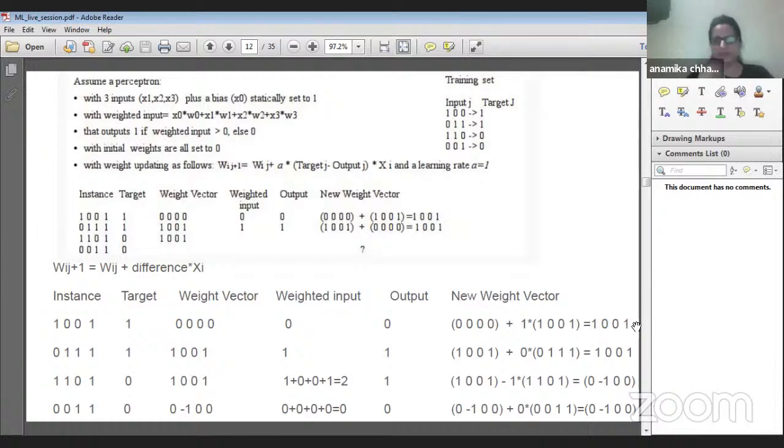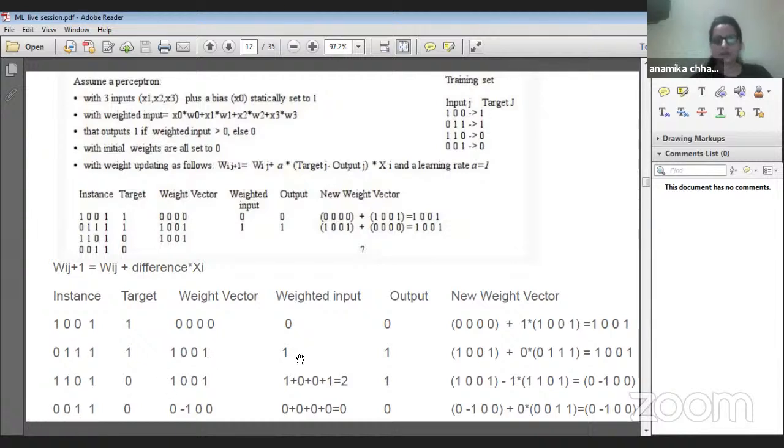Okay, now this new weight will be used in the next iteration when the next instance comes up. So that's what we do here. This is the next instance. This is what its target should be. This is what our updated weight is. And like we did earlier, we multiply this instance with the weight vector, and what we get is 1.